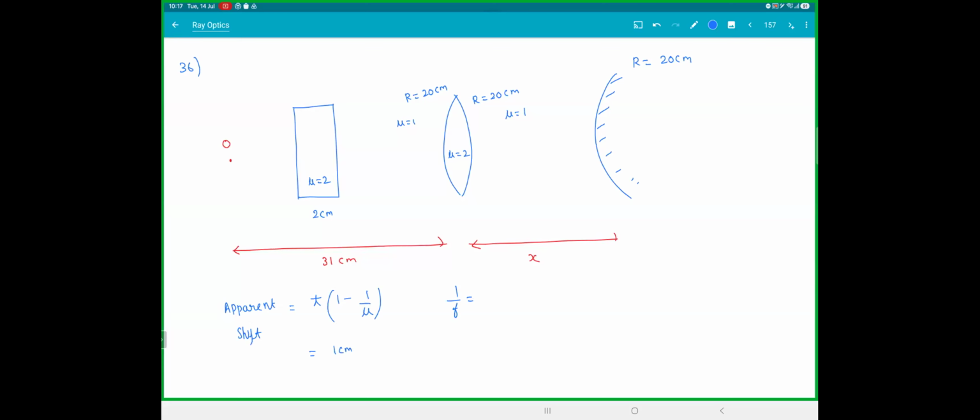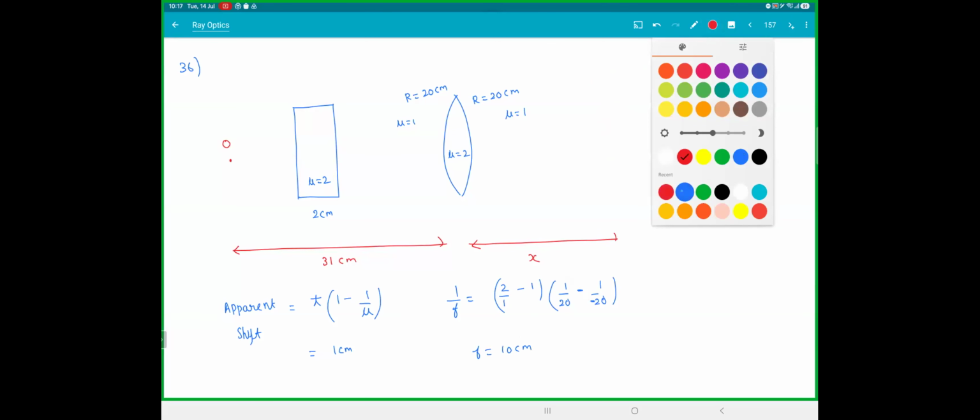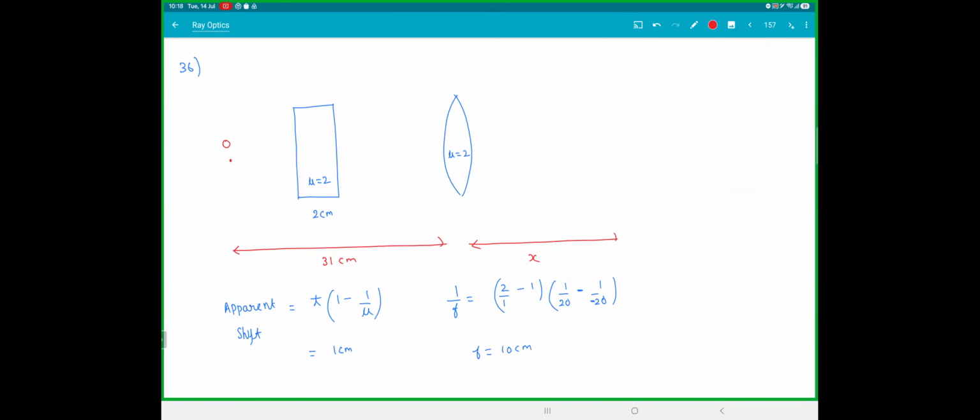Then 1 by focal length will be (mu minus 1) into (1 by R1 minus 1 by R2). So that's 1 by 20 plus 1 by 20, that's 1 by 10. So focal length is 10 centimeters. Great. So forget about the mirror for a moment. This guy has a focal length of 10 centimeters. So this would be the image shifted by 1 centimeter.